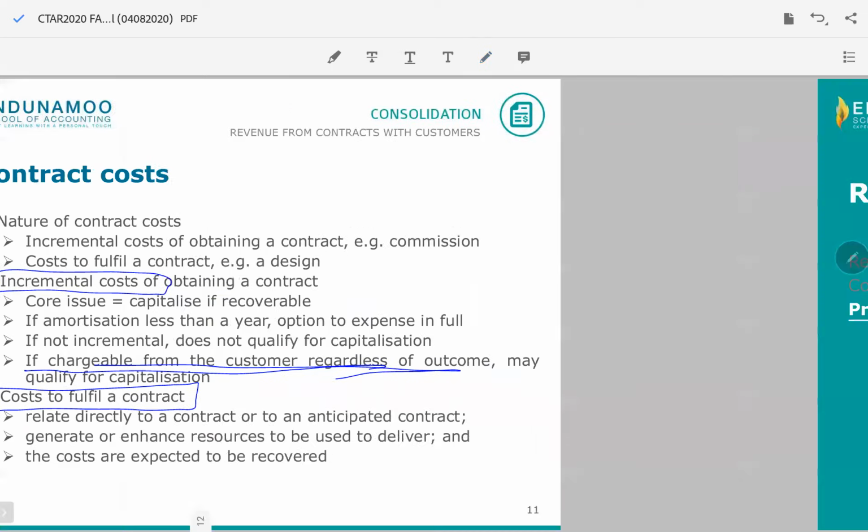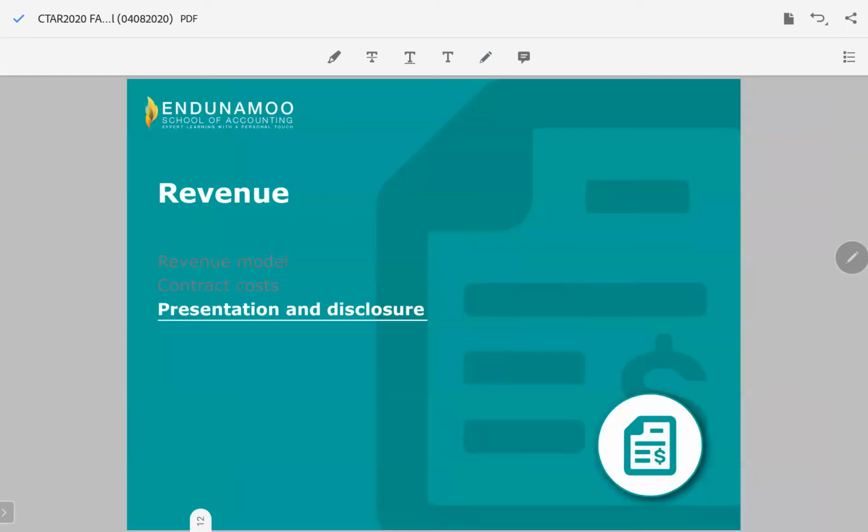The last thing that you need to know about revenue is presentation and disclosure.